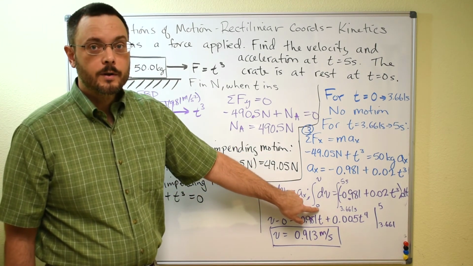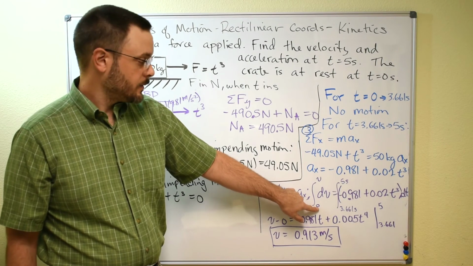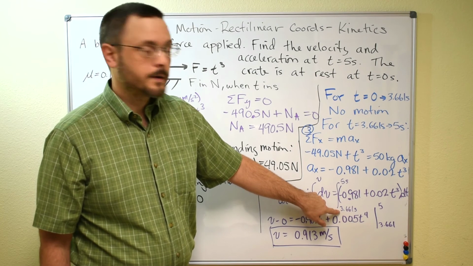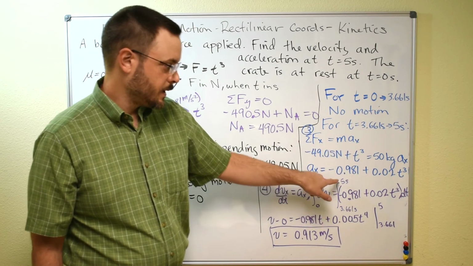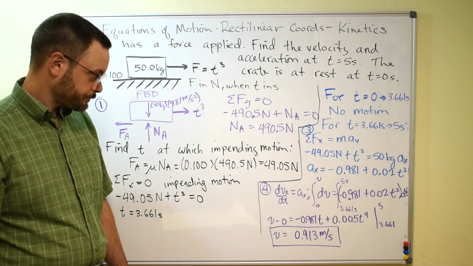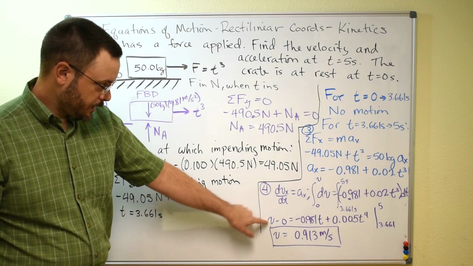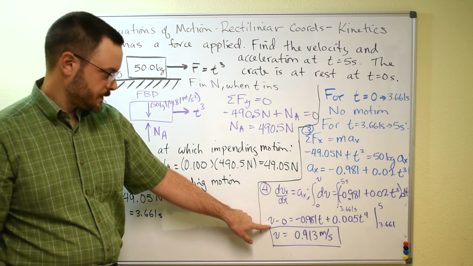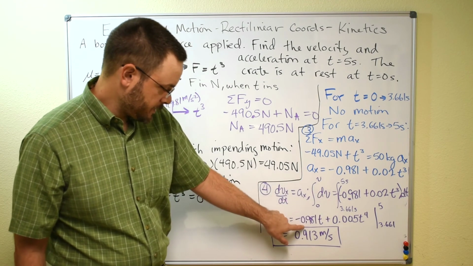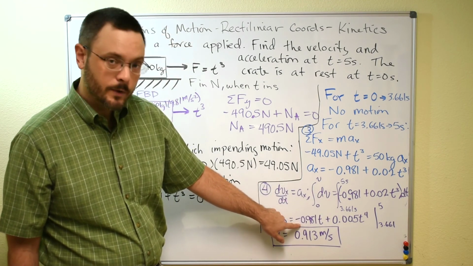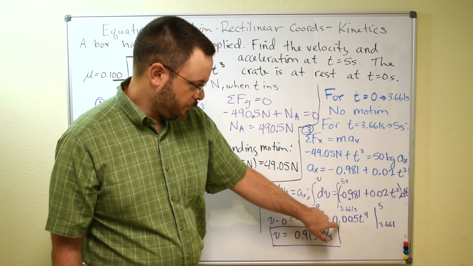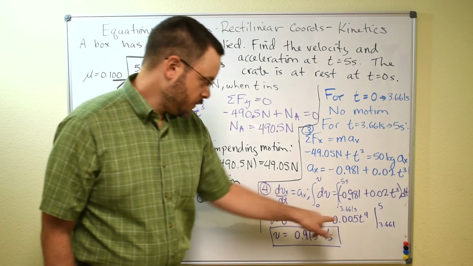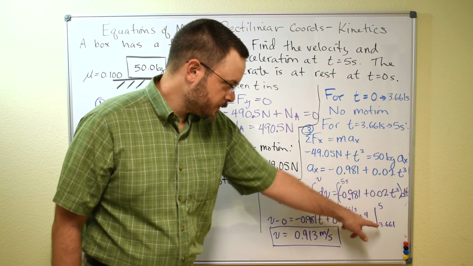Our crate is initially at rest, so it's a velocity of 0, integrating that up to a velocity of v, and then we're integrating from our time that we just solved for, 3.661, up to a time of 5 seconds. This gives us then integration of dv is v, plug in v, plug in 0, so it's just v minus 0, and then integrating this gives us negative 0.981 t plus 0.005 t to the fourth power, and then we have to evaluate these from 3.661 to 5.